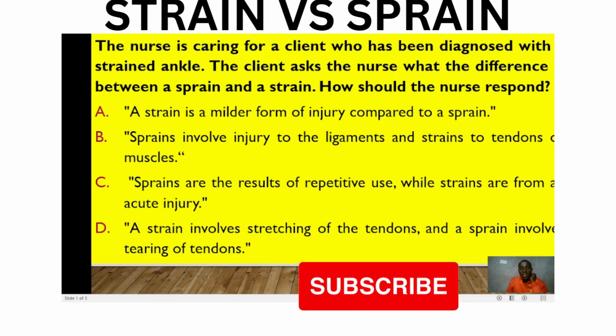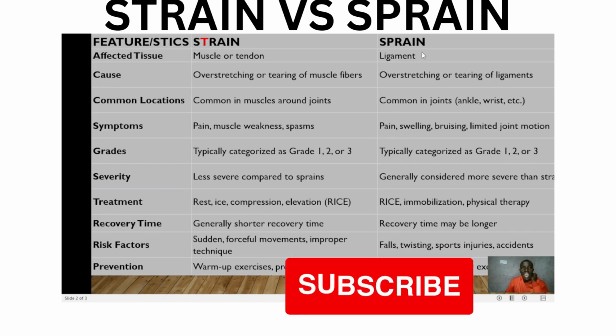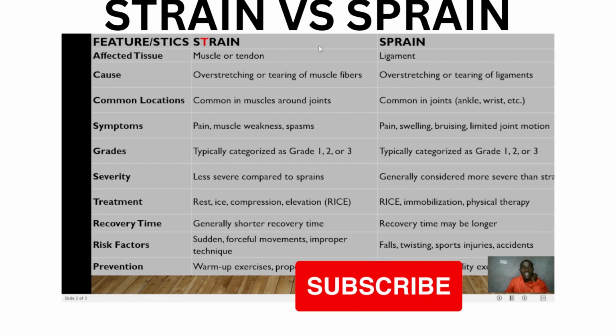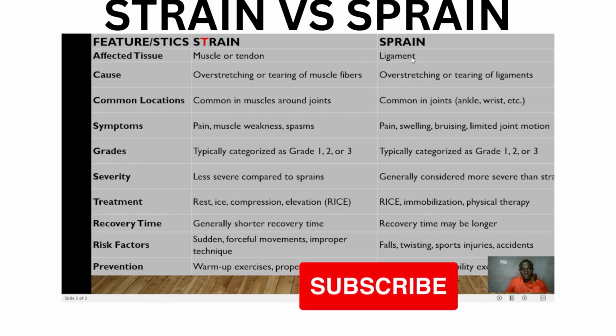So guys, we have around 10 differences between a strain and a sprain. The easiest way to remember is that the strain is involved with the tendons, that the tendons are affected, whereas the sprain are the ligaments. In terms of affected tissue, the strain affects muscles or tendons, whereas the sprain affects the ligaments. In terms of causes, strains cause overstretching or tearing of muscle fibers, whereas the sprain results from overstretching or tearing of the ligaments.